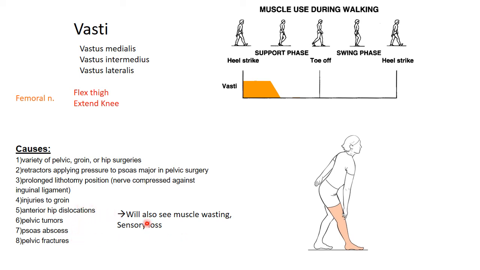You're also going to see, because it's such a big group, muscle wasting, which just means the muscles are going to basically dwindle into very, very thin muscles. And you'll notice it's very weak in that area, just on one side. And you're going to see sensory loss as well with this femoral nerve injury.